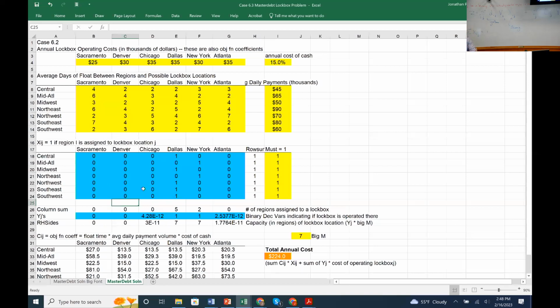And so this solution says build, quote unquote, lockboxes in Dallas and New York. Doesn't mean literally build. We're going to rent the services of a bank in Dallas, and we're going to rent the services of a bank in New York. Our customers who are in the central, Midwest, Northwest, Southeast, and Southwest are going to mail the checks to Dallas.